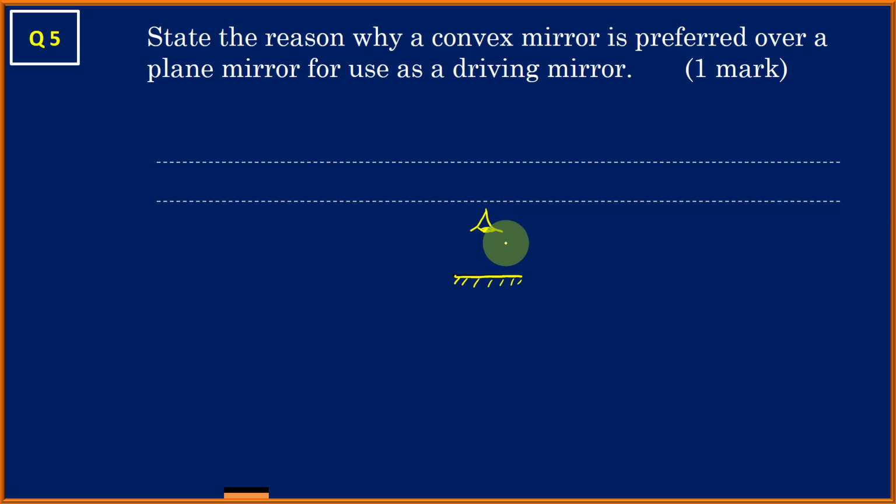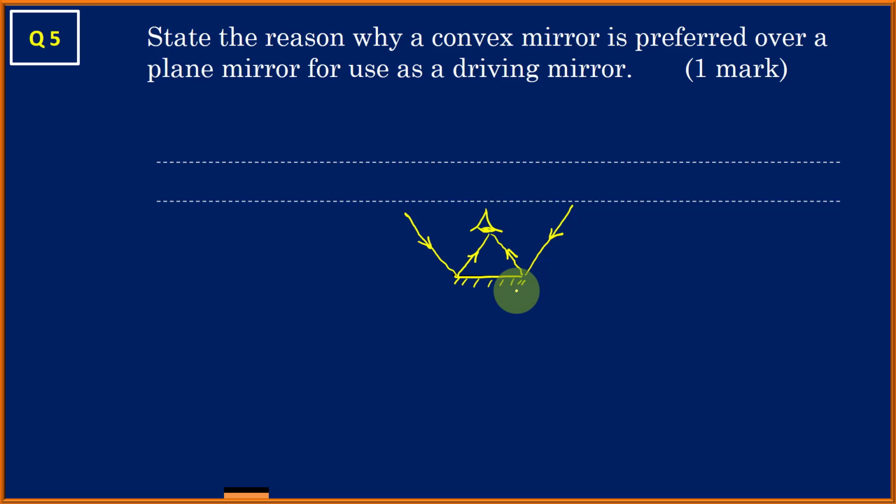This is the eye of the driver. Let's look at his angle of view. We draw rays all the way to the edge like that, and we find that due to reflection, these rays must have been coming from this side and this side, and they are reflected by the mirror that way and that way.